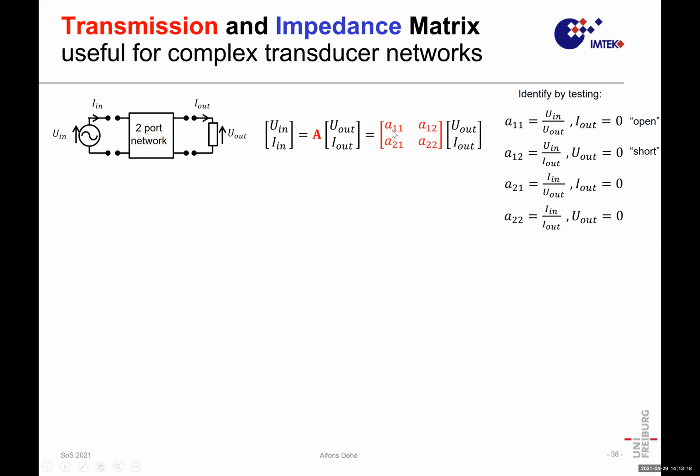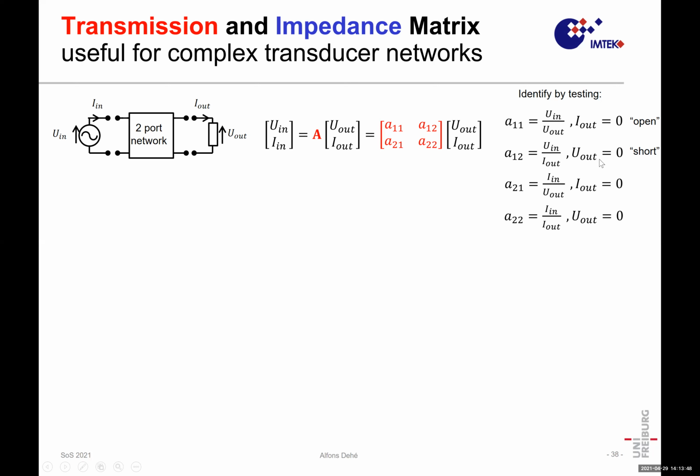So for example, A11 is the ratio of input voltage by output voltage if output current is 0. Output current 0 here you get if you have an open. You simply keep it open and then you do the test, measure the output voltage, the input voltage, and you get A11. The second parameter to test in the matrix, A12, is the relation of input voltage by output current in case that the output voltage is 0.